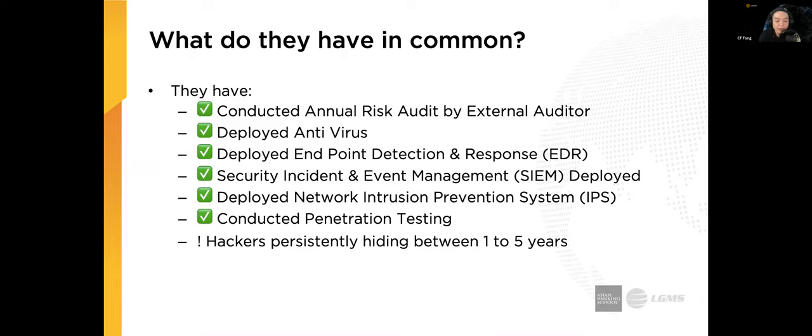And they have SIEM, they have logging systems deployed, they even have managed security services, MSS, enabled. Two of the organizations I just shared with you have their own MSS, and another one outsourced to a third-party MSS. But when everything is in place, why can cyber attacks still happen? This is a big question we need to ask ourselves. They also conduct penetration testing every year. But what they have in common is that when hackers hacked into the organizations, the hackers stayed between 1 to 5 years. And this is the scary part.